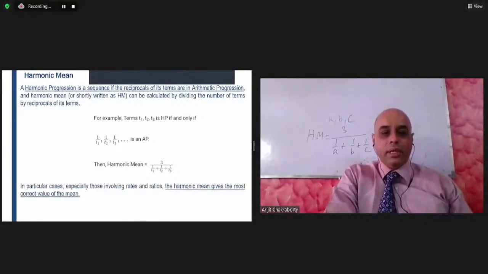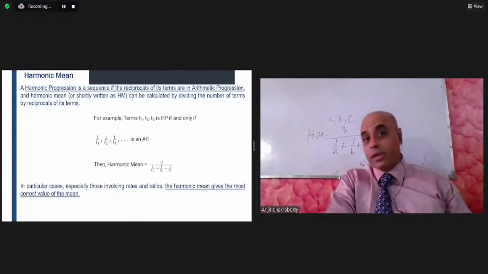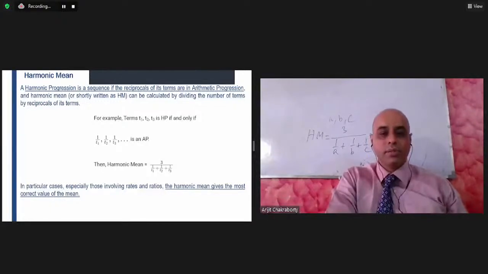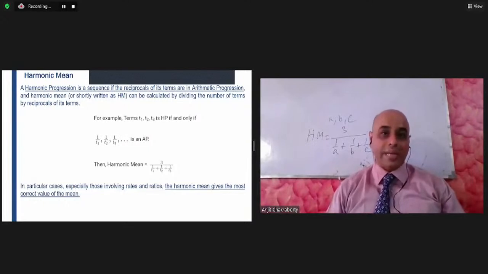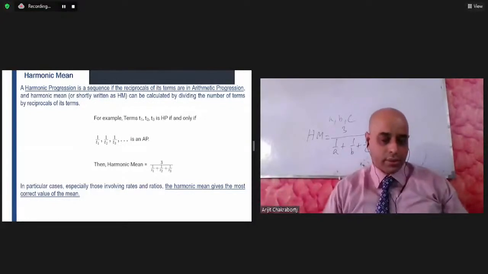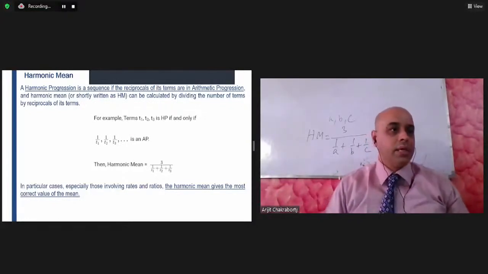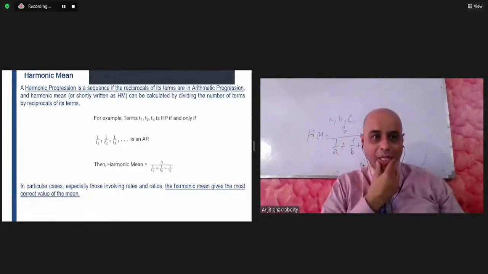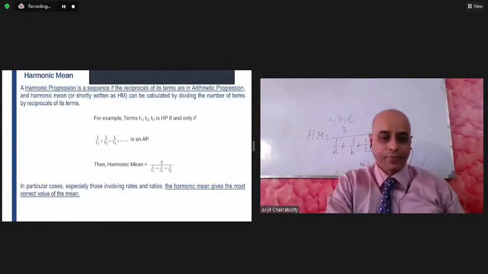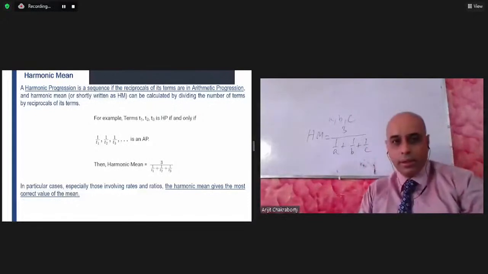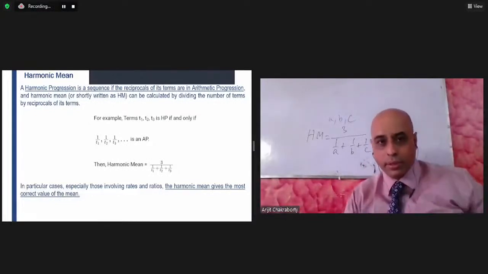Acha. Now the harmonic mean gives the most correct value of the mean. We need to complete some important terms here. Harmonic mean is used especially for rates, when we have to find out the average speed of a car which is covering different distances. Then harmonic mean is the most useful measure. It is better than arithmetic mean in those cases. Now, one point, if you see, just think, we took a question a little while back.